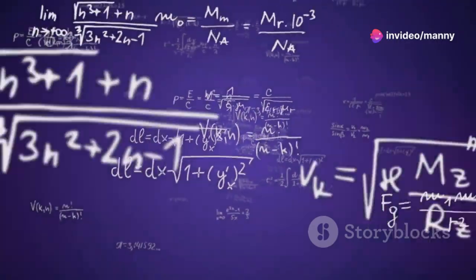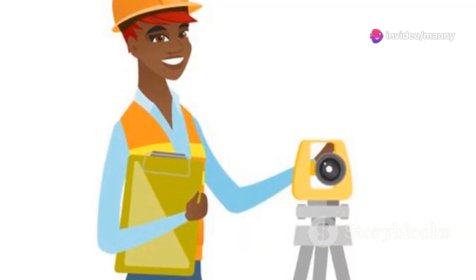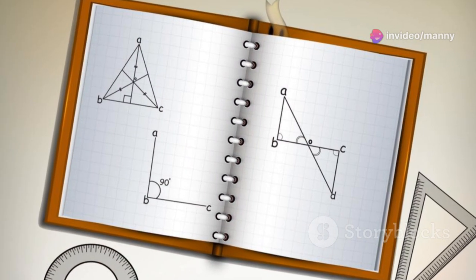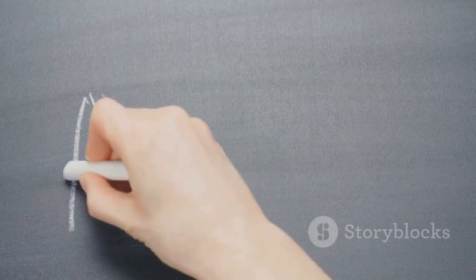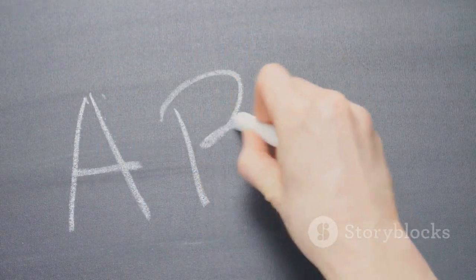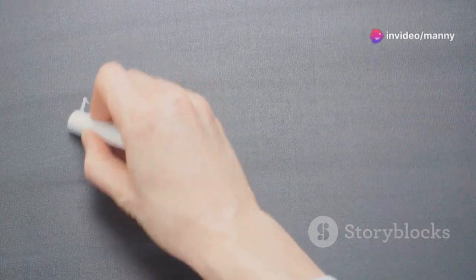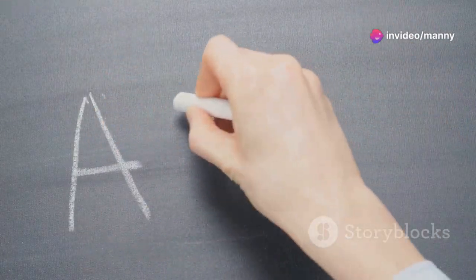This field has ancient roots. It began with the study of astronomy and land surveying. Today, it's a crucial part of many scientific fields. The word trigonometry comes from Greek. Trigonon means triangle. Metron means measure. So, trigonometry literally means triangle measurement.